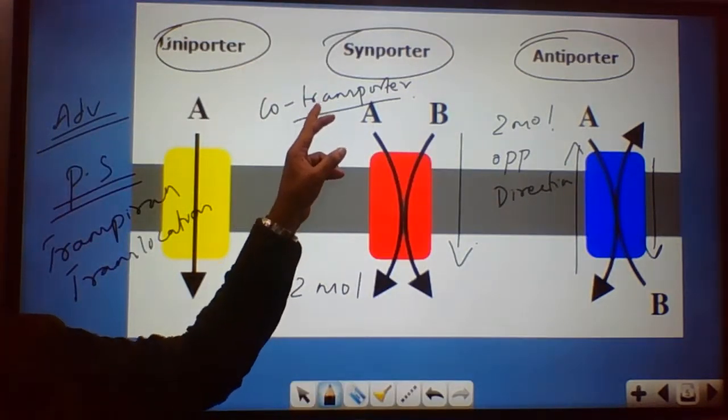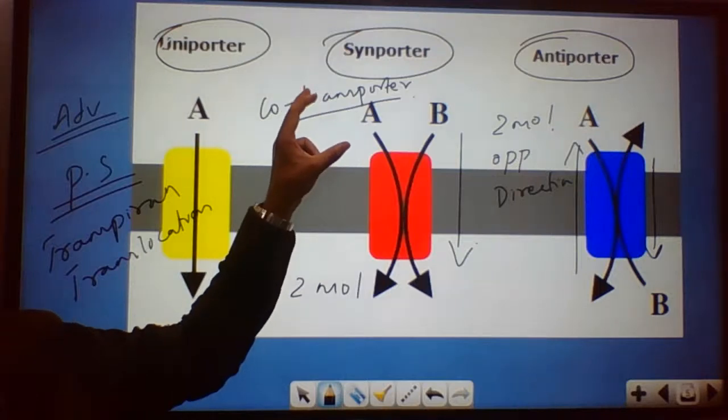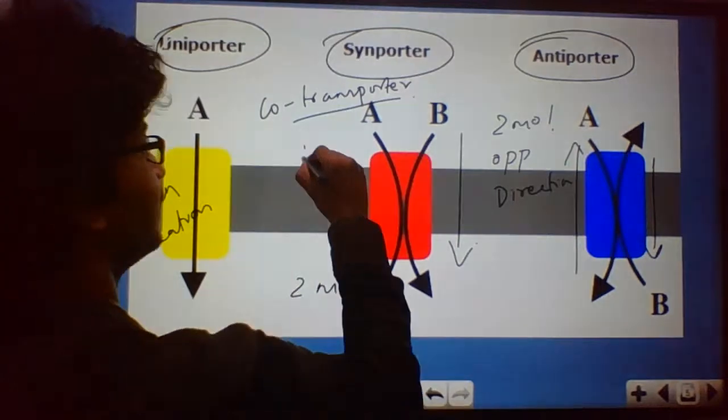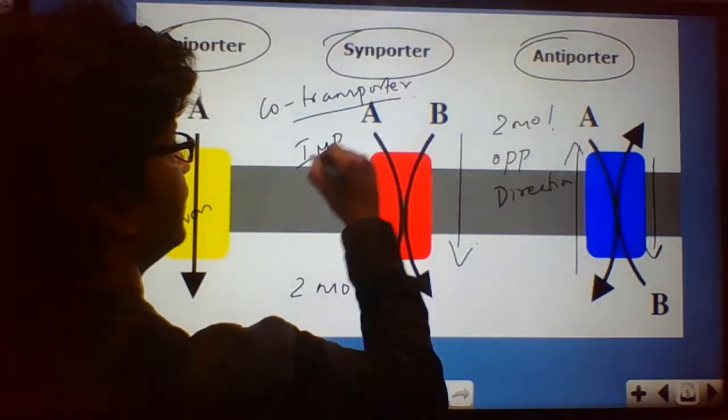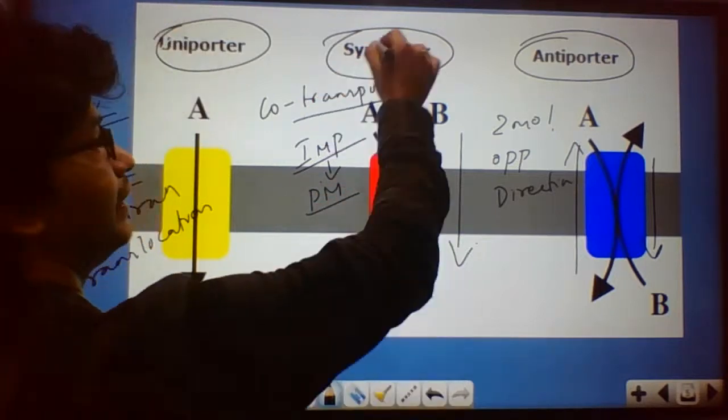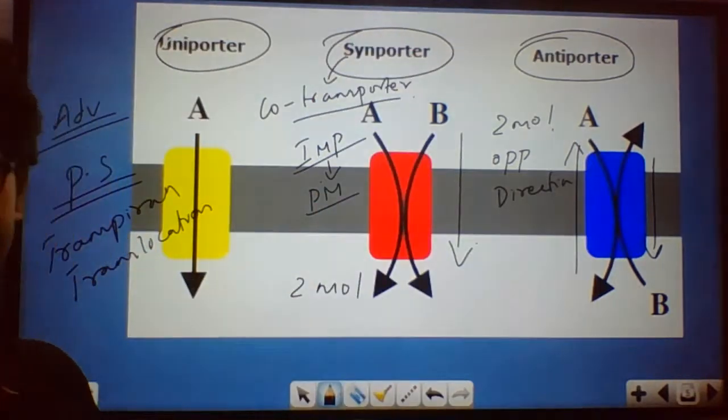This symporter is present as an integral membrane protein. IMP is integral membrane protein, which is present in the plasma membrane. And this symporter, we also call it a transporter.